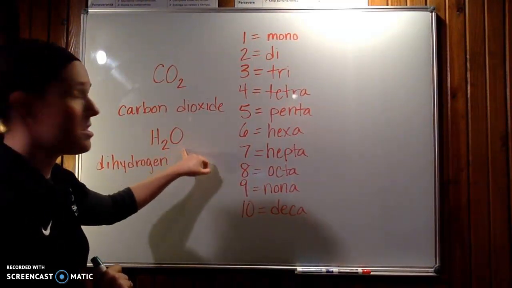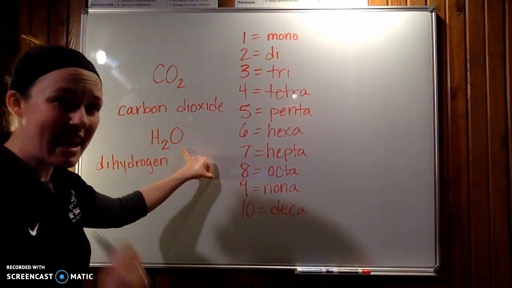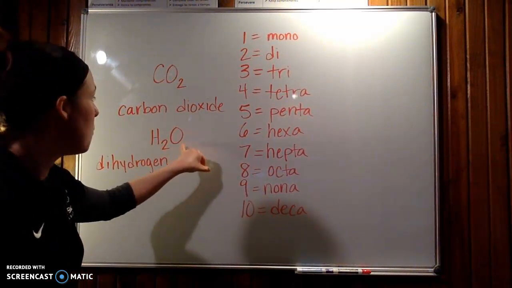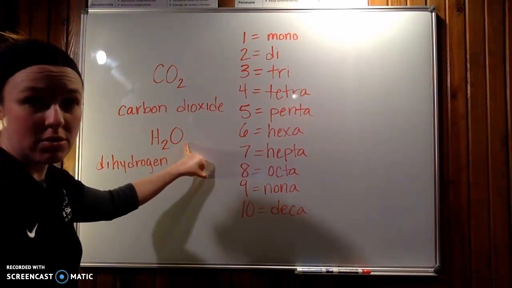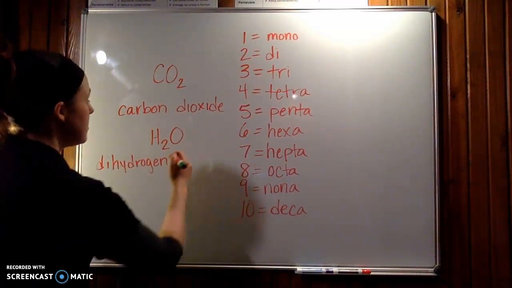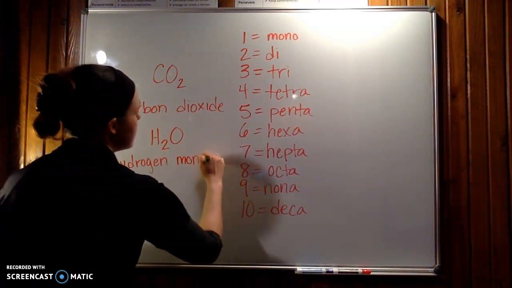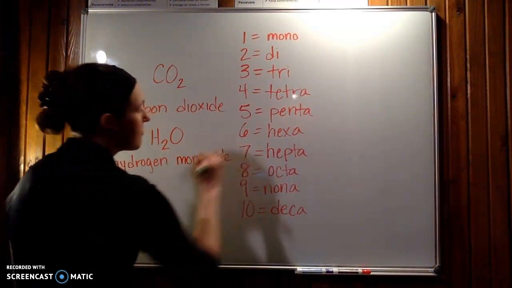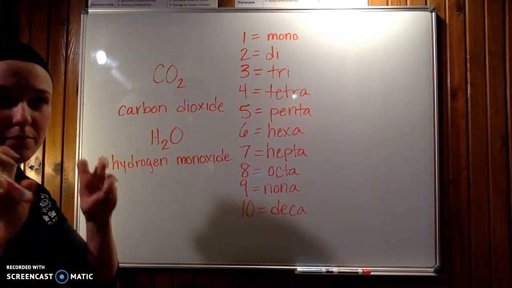Now the second element, no matter how many there are, always has to have a prefix. There's only one oxygen. You know that because there's no number, so we're going to use the prefix for 1, which is mono. So this is called dihydrogen monoxide. That's the scary name for water.